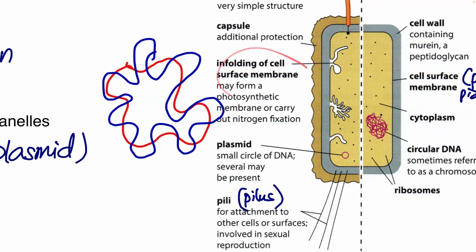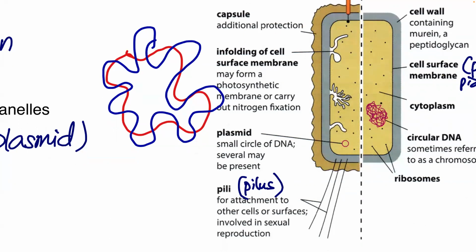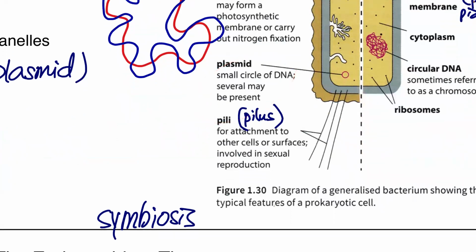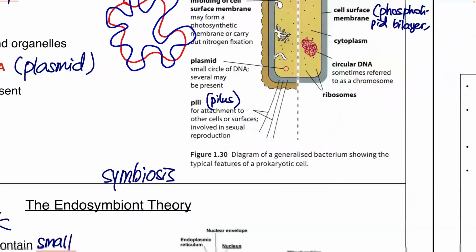Sometimes they may have infolding of the plasma membrane for all kinds of purposes, for example for photosynthetic membrane or to carry out nitrogen fixation. Then plasmid is sometimes present, sometimes not. Pili are also structures. Pili is the plural form. They are involved in sexual reproduction. Basically, they just allow two cells to come together and stick together.